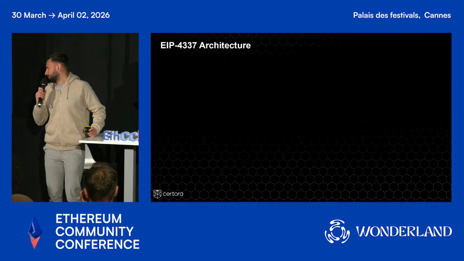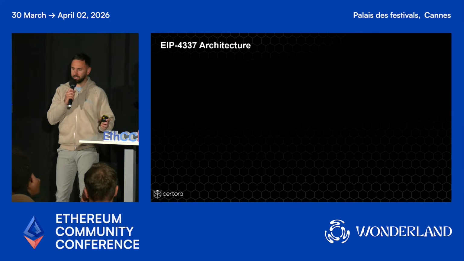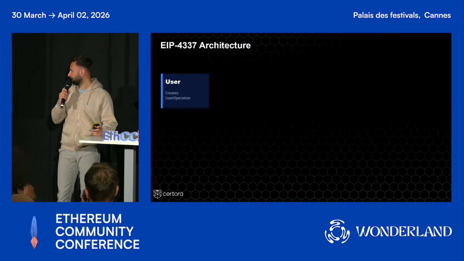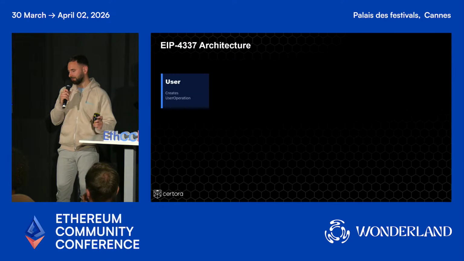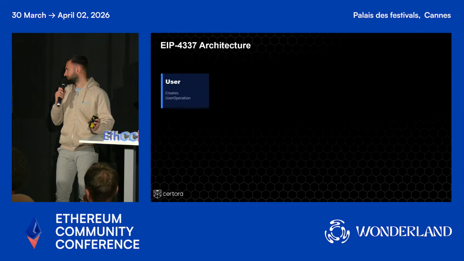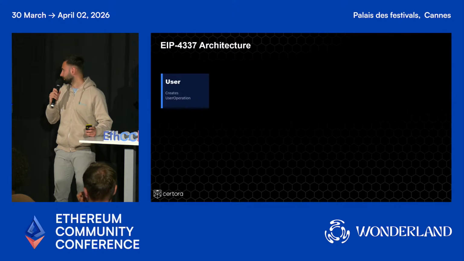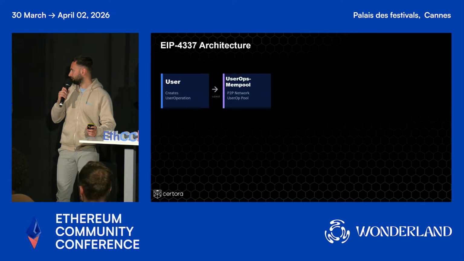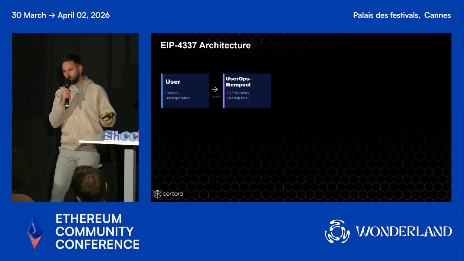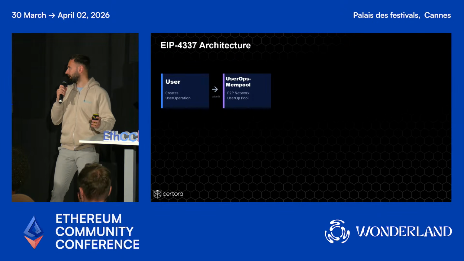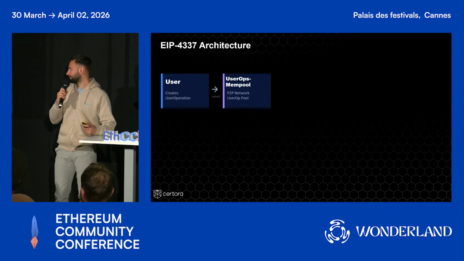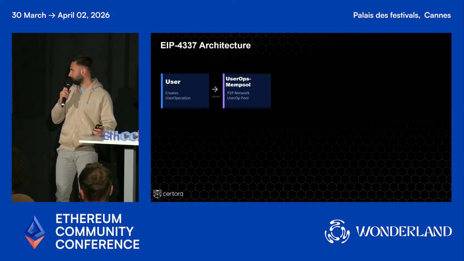Let's deep dive into the 4337 architecture because it directly explains the attack surface. So first we have a user creating a user operation. These are pseudo-transactions containing up to 15 fields like sender, call data, gas parameters, paymaster if used, signature of course. This user op goes into a user op mempool. This is different from the Ethereum mempool we all know, and it's optional. It's more and more used, but it's still optional.